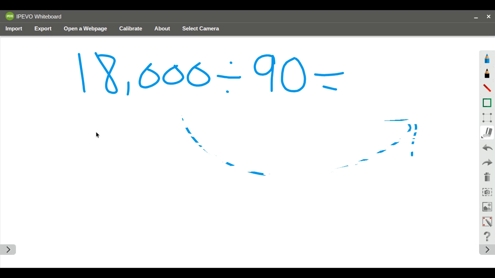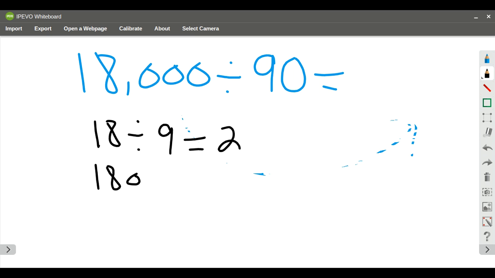So if I do 18,000 divided by 90, the first thing I'm going to take a look at is my number fact. So my number fact that I have, if I just take away all the zeros, is I have 18 divided by 9, which is equal to 2. So if I then start looking at multiples of tens and I said, well, what if I made this 180 and I divided that by 90? That's still going to be equal to 2.